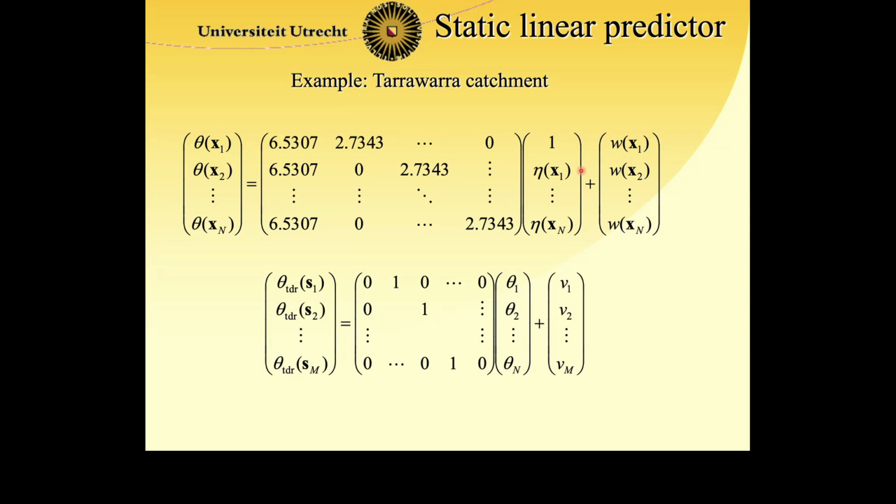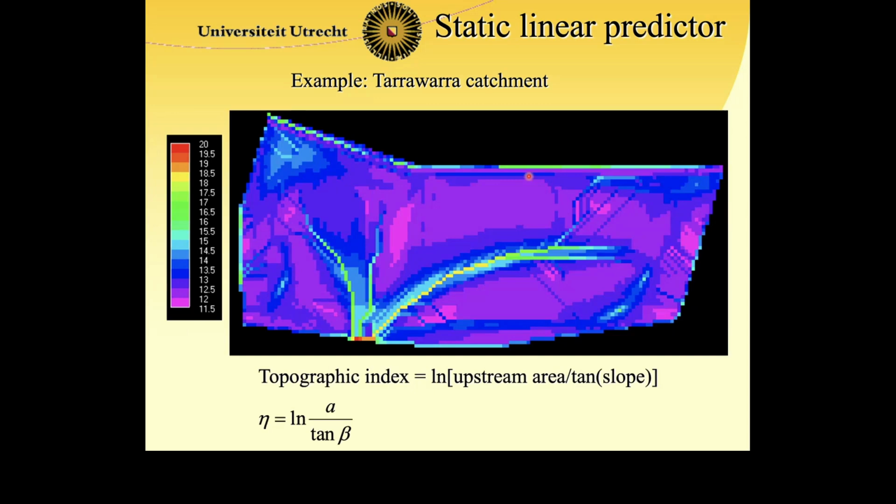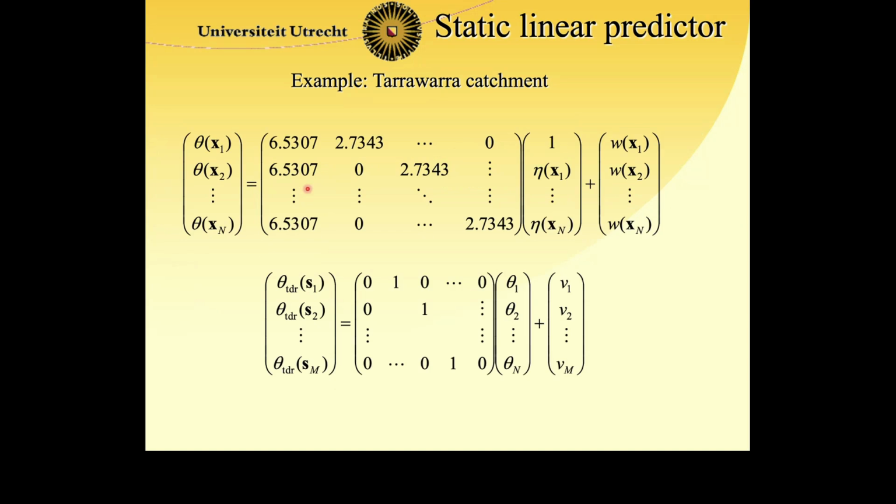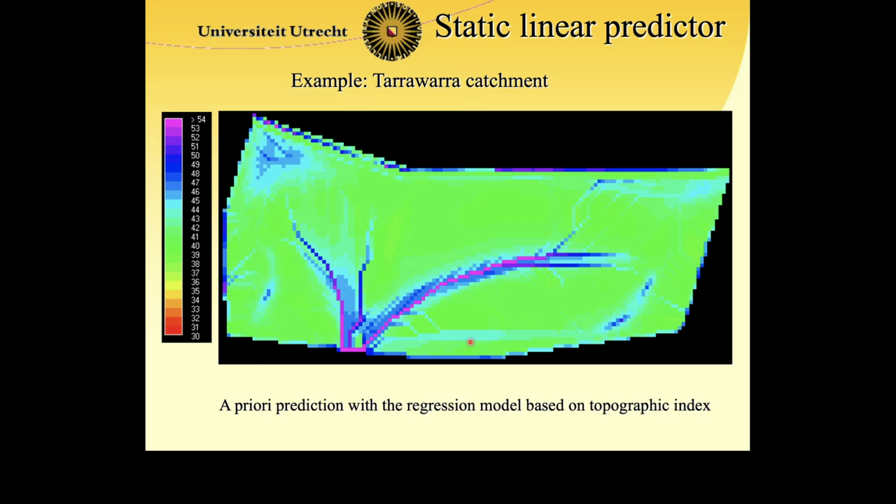So if we only use this part here, that's the model prediction. So we take the map of topographic index, we apply this regression equation, which is nothing more than evaluating this part of the state equation here, the deterministic part of the linear stochastic system, a static system. We end up with this. This is the a priori prediction with the regression model based on the topographic index of the moisture content.